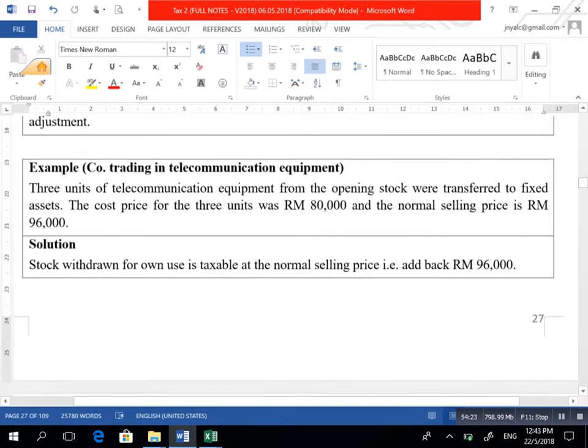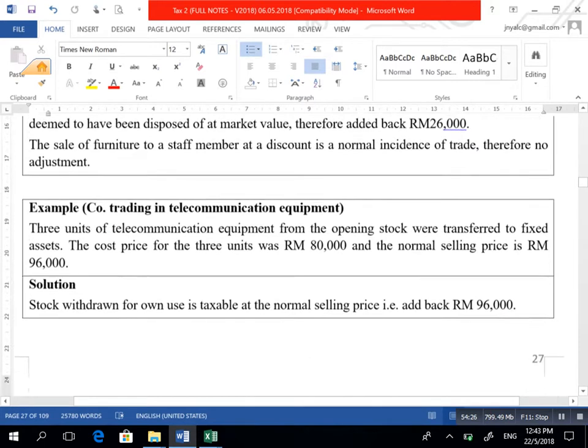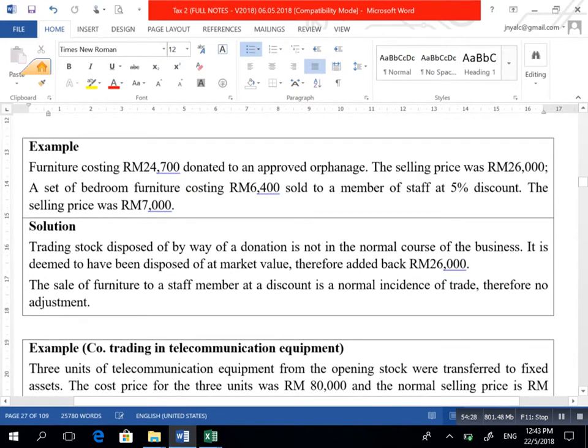Furniture, cost amount 24,700, donated to an approved orphanage home. The selling price is actually 26,000. A set of bedroom furniture, cost 6,004, sold to the staff at 5% discount. The selling price is actually 7,000. Cost amount is 6,004, selling price is 7,000, but give 5% discount to staff. Now, the question is just about the drawing of the stock, so whether the income will be chargeable for tax or not.